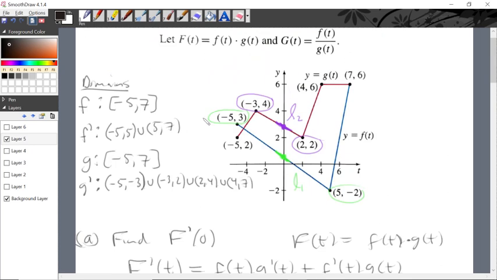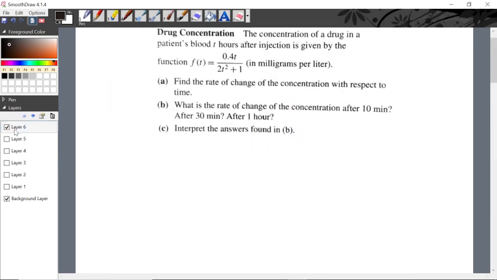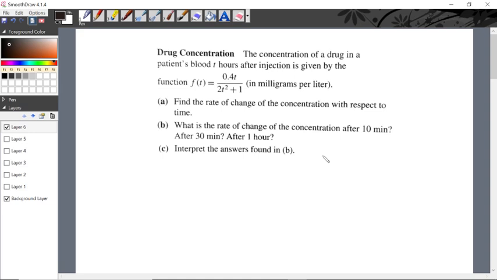Okay, let's move ahead and take a look at a word problem example. Drug concentration. The concentration of a drug in a patient's blood t hours after injection is given by the function f of t equals 0.4t over 2t squared plus 1, in milligrams per liter. Find the rate of change of the concentration with respect to time. That is, we want to find f prime of t, or in Leibniz notation, df dt, the function that tells us the derivative.